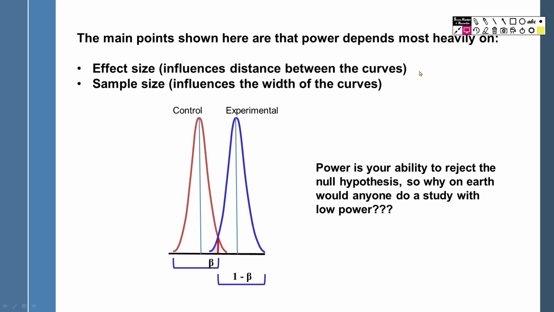So the main points shown here are that power mostly depends on these two things. There are some other things that influence power, but the two primary things that influence power for any study are the magnitude of the effect size, which is the difference between the means of the different populations that you're using, and the sample size, which influences the width of the curves of your probability distributions. And of course, it's a lot easier to change the sample size than it is to change the effectiveness of your treatment.